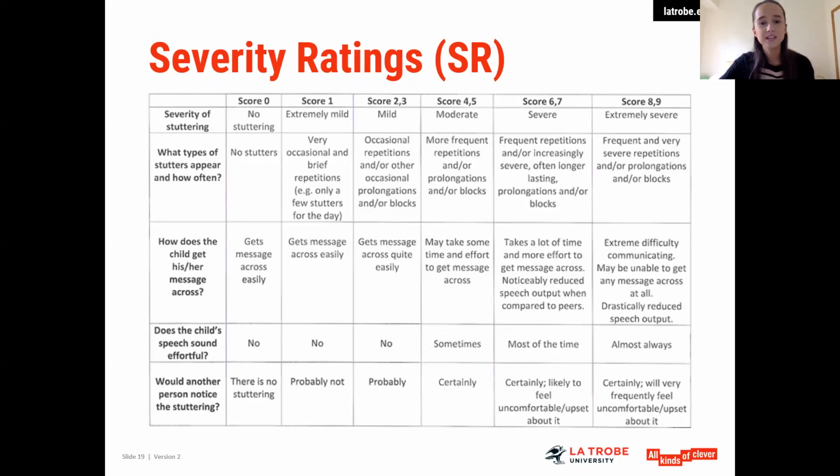Across the top, there are various categories: no stuttering, extremely mild, mild, moderate, severe, and extremely severe. So as an example, a child with a severity rating of 2 is classified as mild, as they may present with occasional repetitions or occasional prolongations or occasional blocks, but they still get their message across quite easily. Their speech does not sound effortful, but another person probably might notice their stuttering. If you would like, you can take a moment now to consider what you would rate the severity of your child's stuttering this morning, ranging from no stuttering at 0 to extremely severe on the scale.